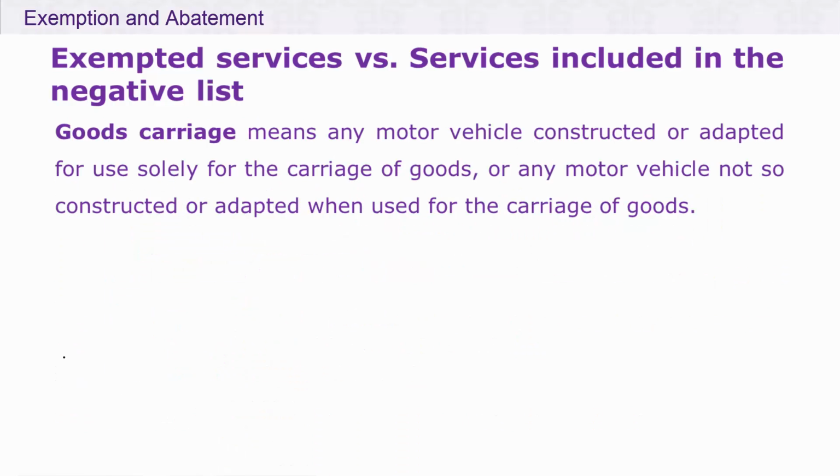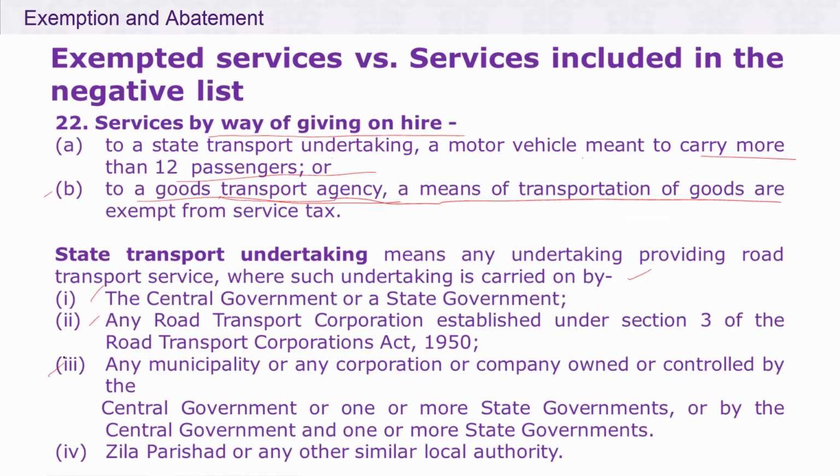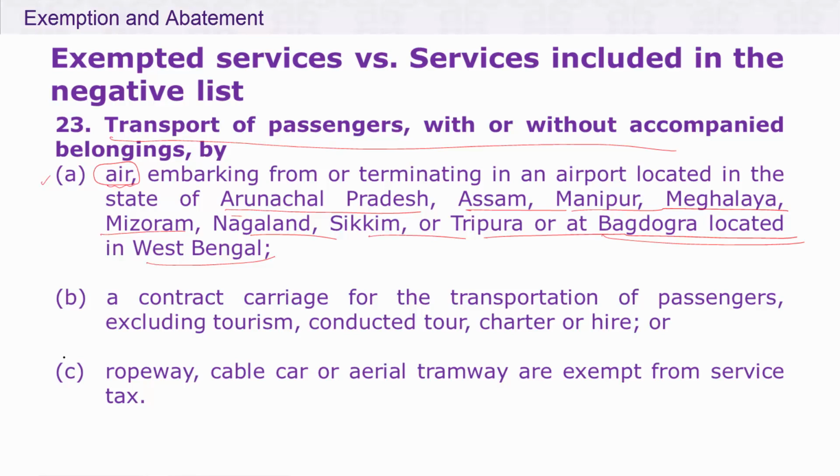Entry number 20 and 21. 22, 23. When you are giving on hire basis, this I have already discussed in the last. Here, if you give it to state transport undertaking on hire basis, in fact, state transport undertaking is not a government, not a governmental authority, not a local authority. It is an independent statutory body. So the state transport undertaking, if it hires to that extent, service tax is not payable. That is 22. 23. Transport of passengers with or without accompanied belongings.